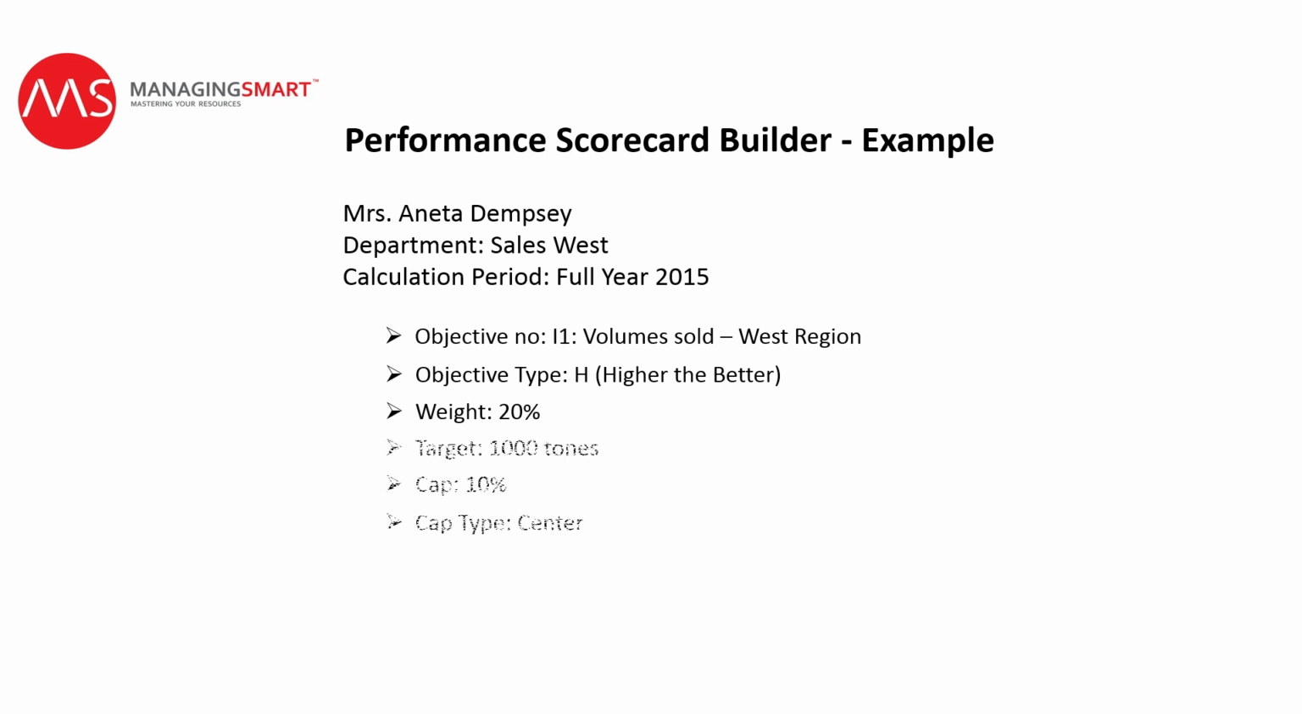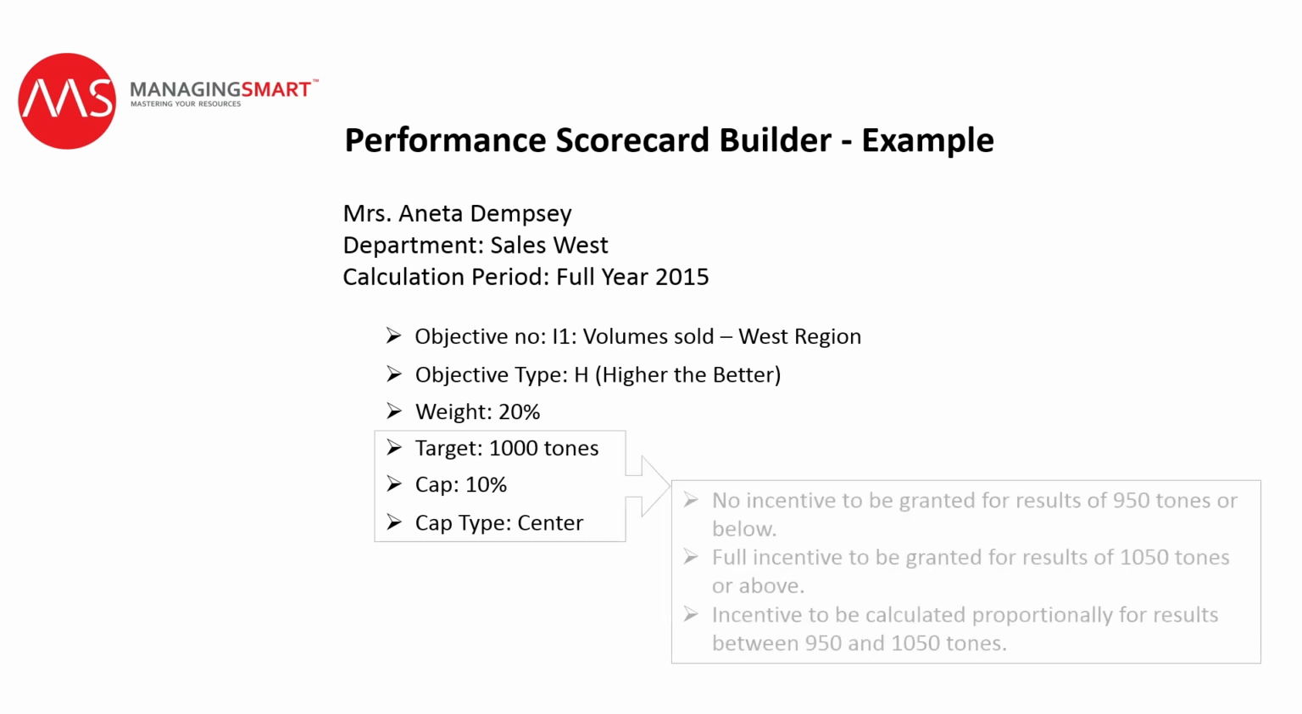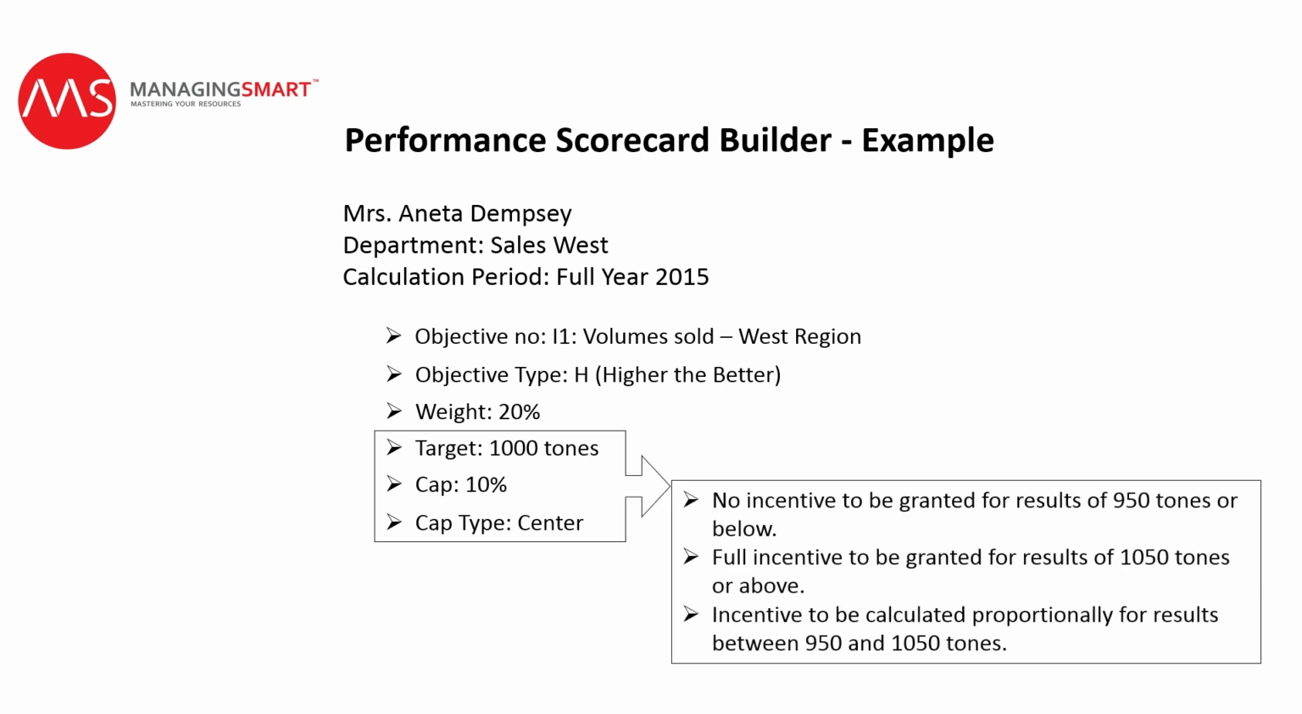The target for objective number 1 is set to 1,000 tons, the cap to 10%, and cap type to center, which means that no incentive is to be granted for results of 950 tons or below. Full incentive is to be granted for results of 1,050 tons or above. Incentive is to be calculated proportionally for results within the interval 950 and 1,050 tons.